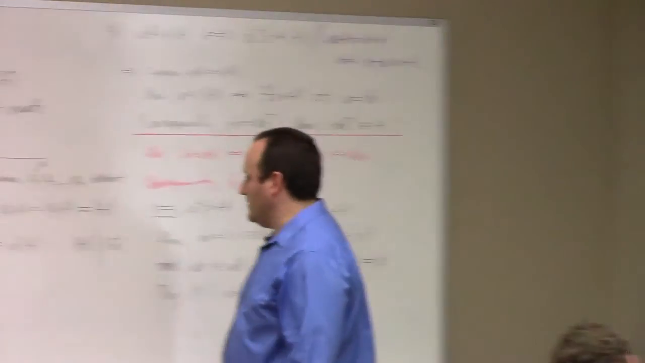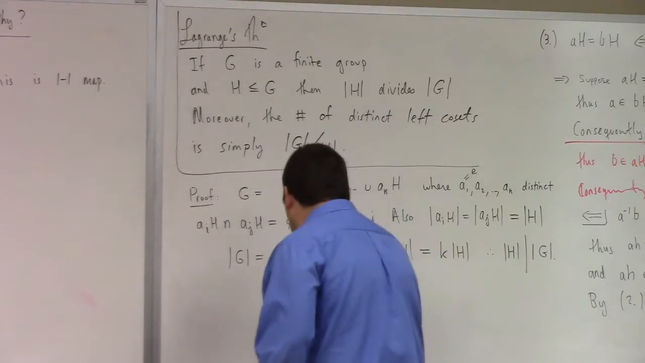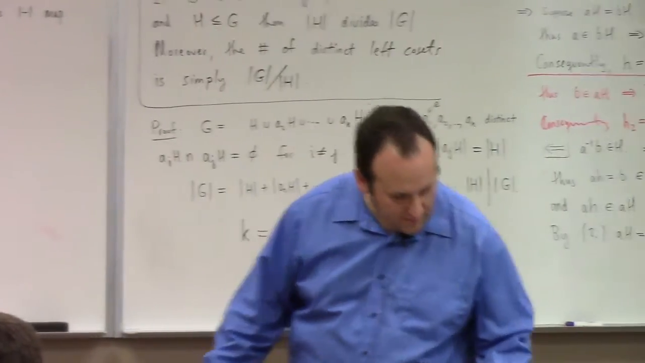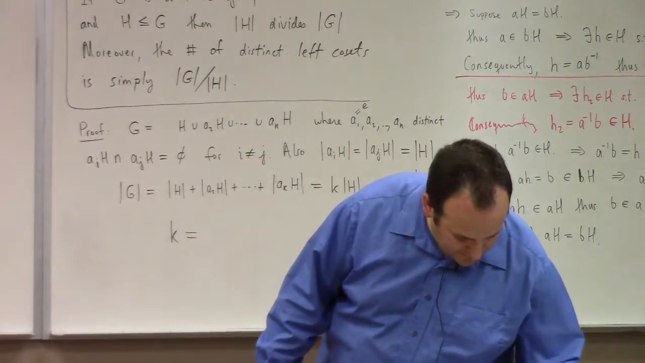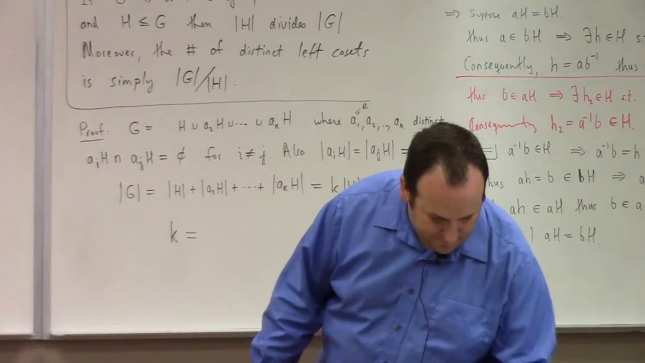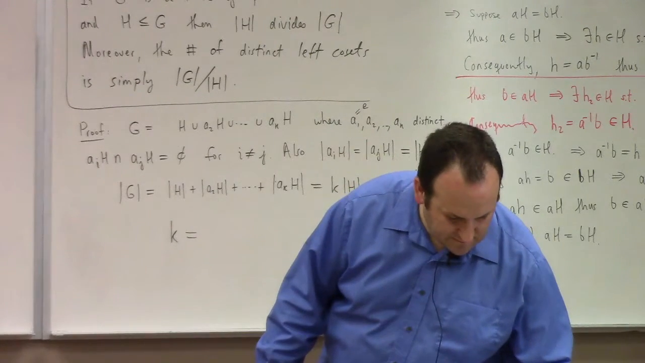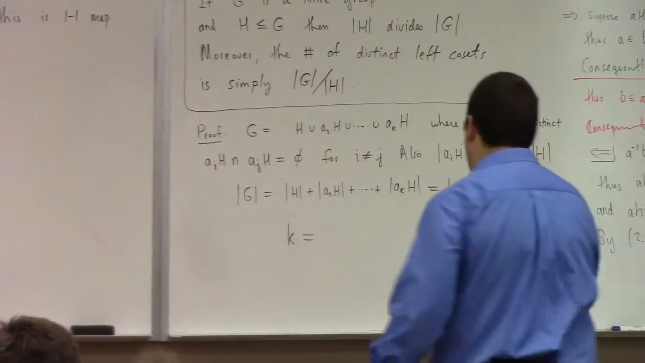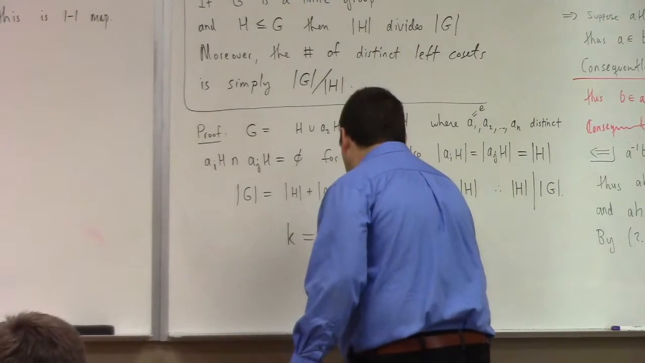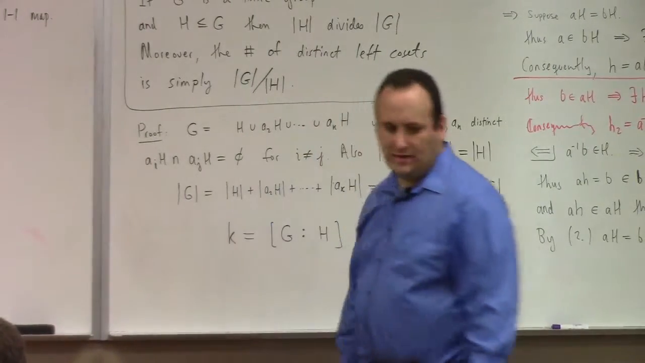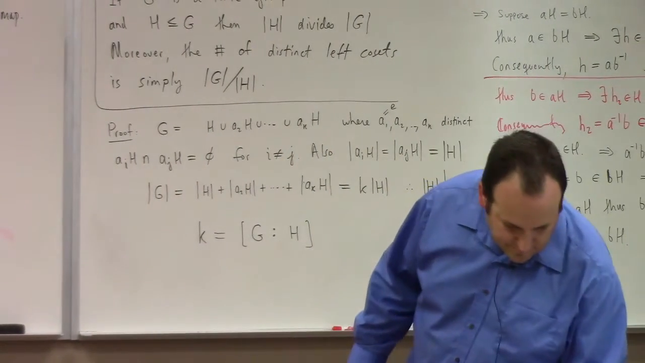Now, this has a name. This K is called the index. Let me make sure I get the right number. Where is this thing? Come on, out with it, you stupid book. He denotes it. I think, make sure I got that in the right order there.